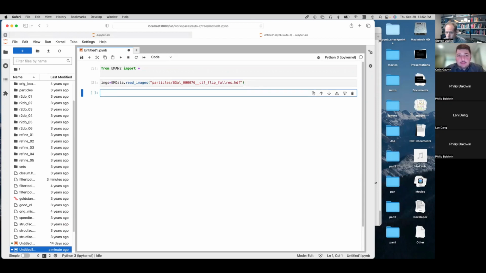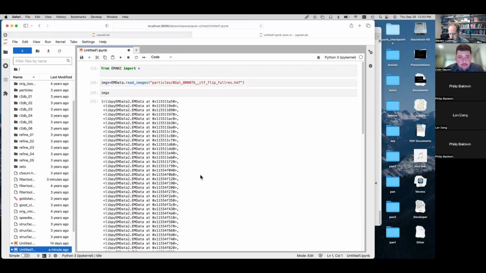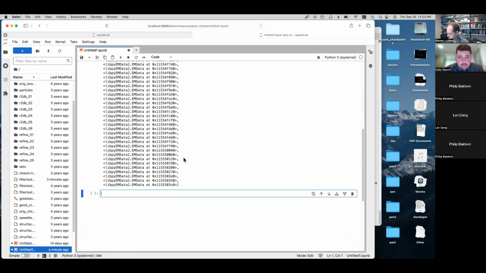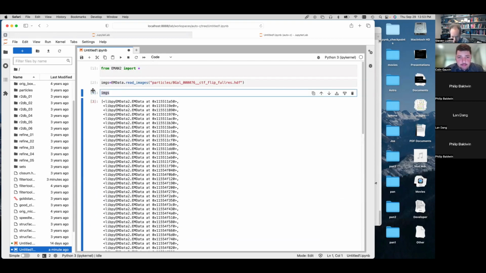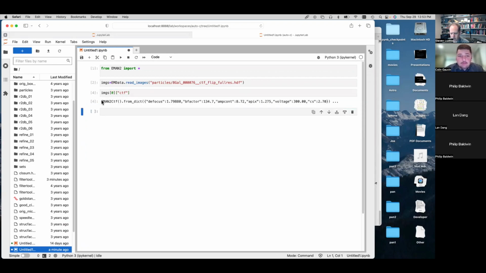Okay, so now we have all the images. There are some reasonable number of them, 20 or 30, something like that. And if we look at images of 0 CTF, we should be able to pull the CTF from the header. And you can see it's a nice convenient thing. If you pull the CTF from the header, it actually returns it as a CTF object, right? So you don't have to go through any effort of reading out all the parameters and then turning them into a CTF object. So you immediately get an EMAN2 CTF object.